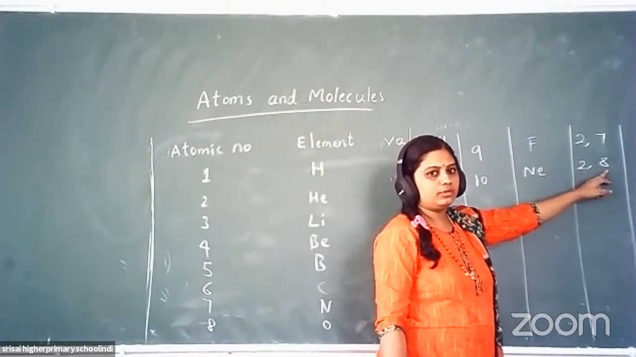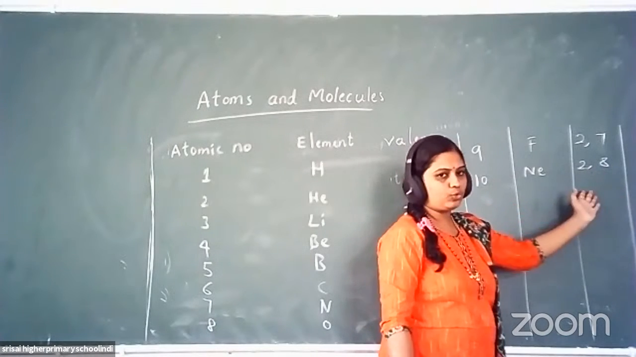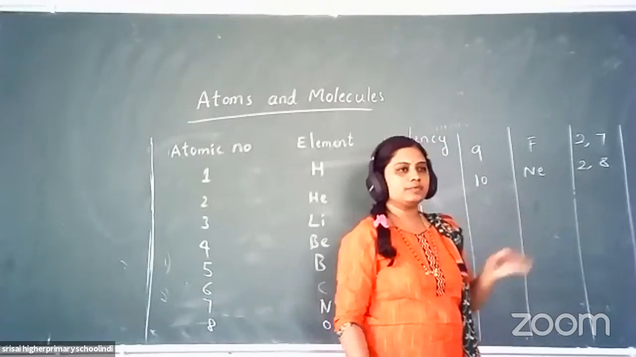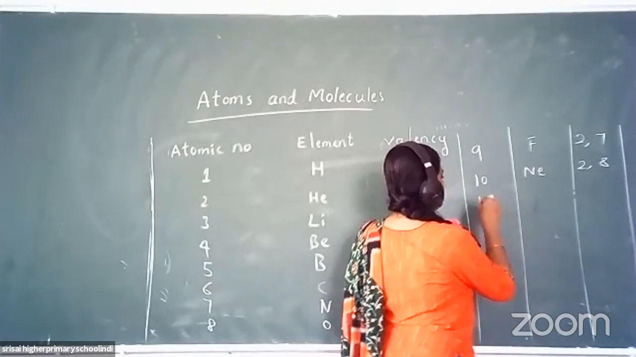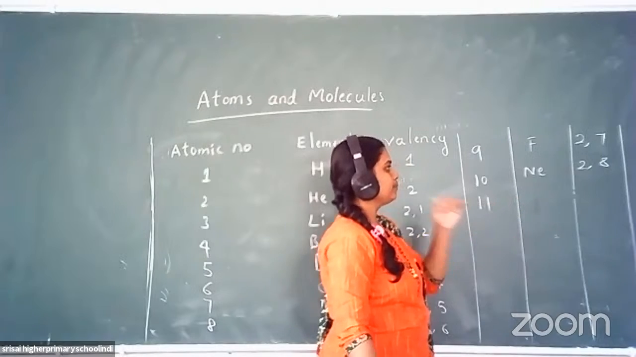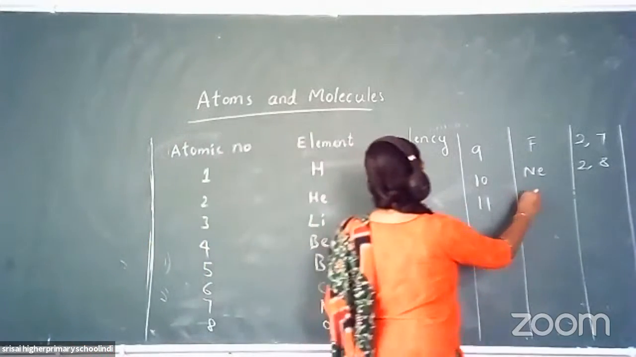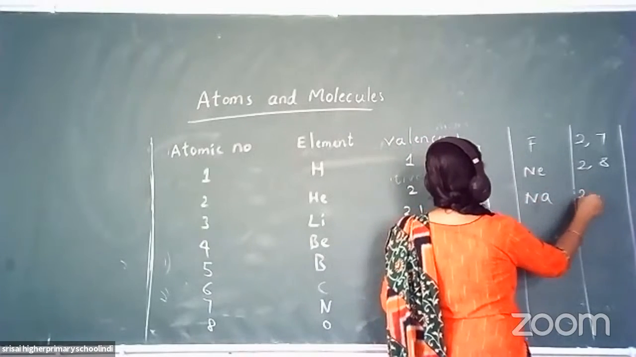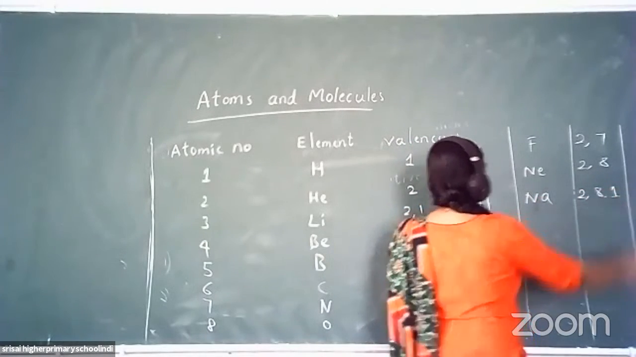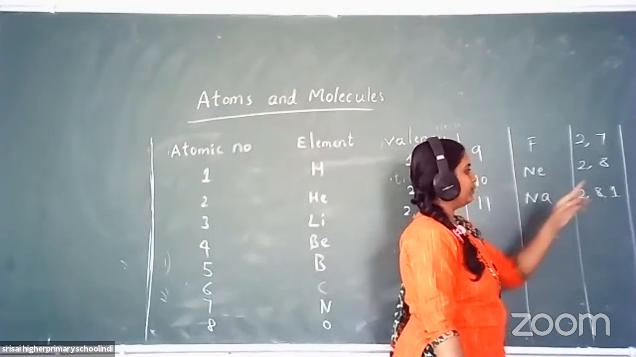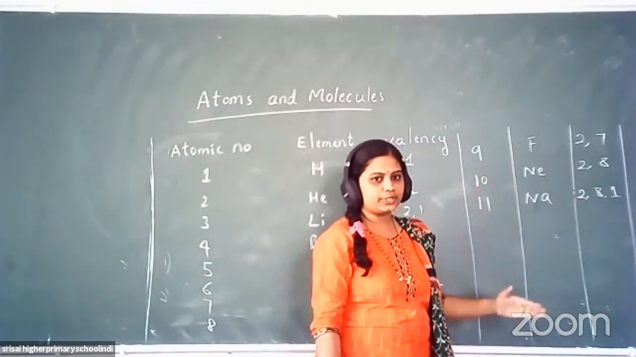So we cannot continue 2, 9, 2, 10, 2, 11, students. 2, 8 is last. Now we come to the next one, number 11, which is sodium, Na. 2, 8, 1. So the total is 8 plus 2 is 10, plus 1. Now you continue like this, students.